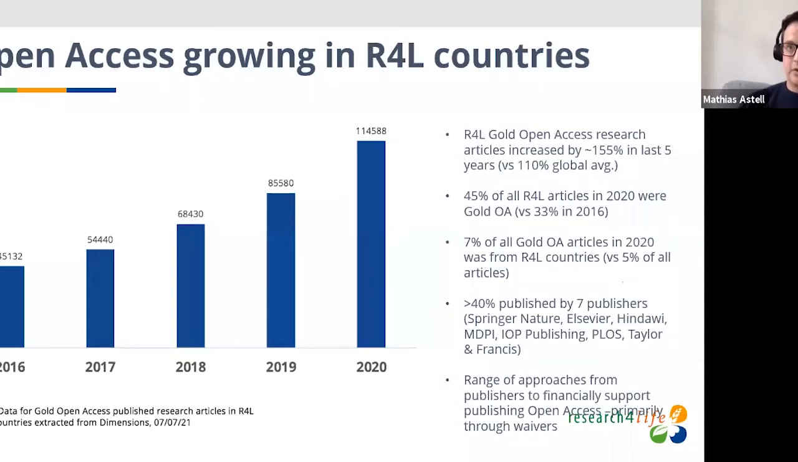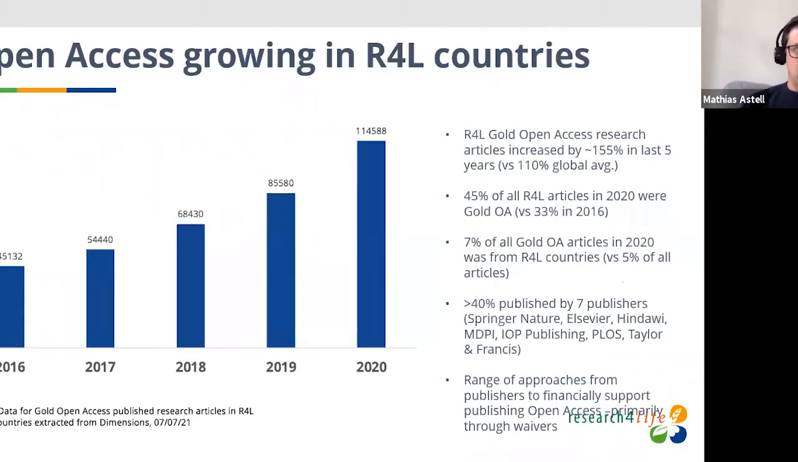And we can see that 45% of all articles published by those countries in 2020, so last year, were gold, which has increased from roughly a third in 2016. And 7% of all gold Open Access articles published globally were from the Research4Life countries versus 5% of all other articles. So overperforming and overrepresenting in gold Open Access across the board within the Research4Life countries and growing rapidly.